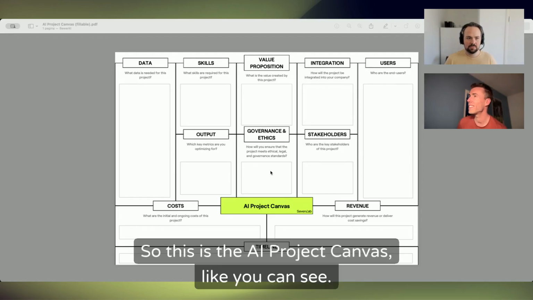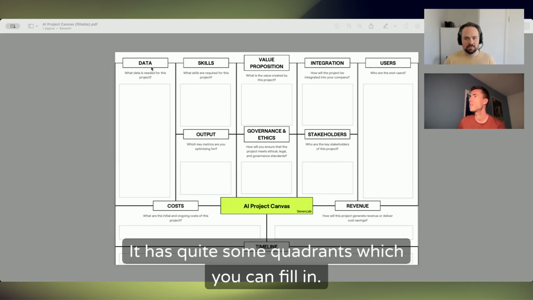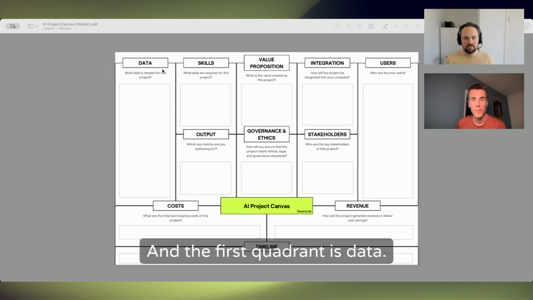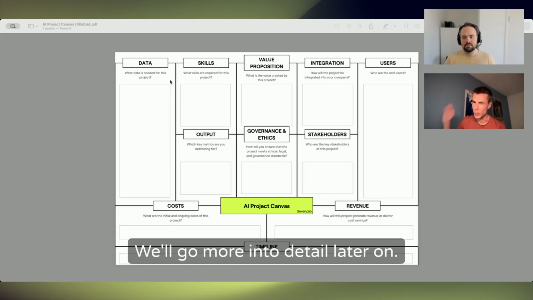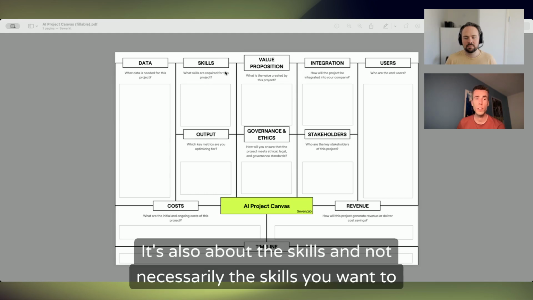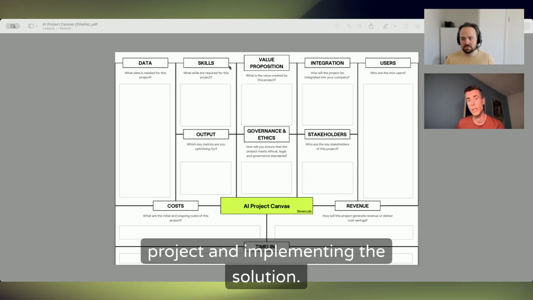Like you can see, it has quite some quadrants which you can fill in. And first, the first quadrant is data. So what data is needed for the project? And we'll go more into detail later on. It's also about the skills, and not necessarily the skills you want to automate, but also the skills you need in the project for running the project and implementing the solution.